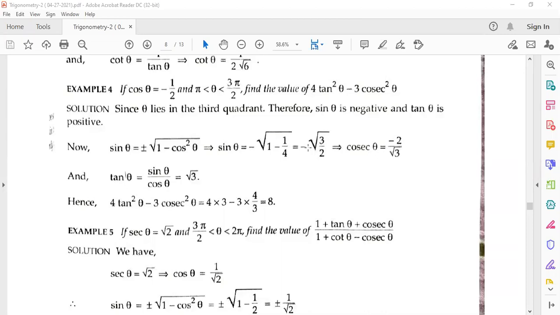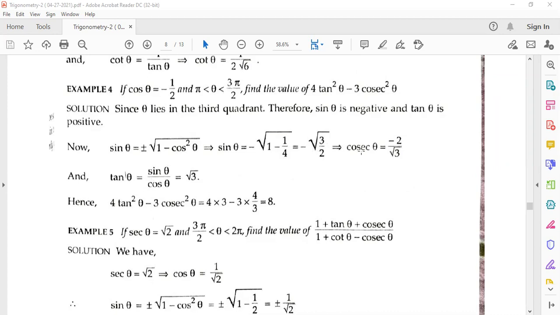As we got the value of sin theta and the value of cos theta is given, we can find out the value of tan theta. Tan theta equal to sin theta by cos theta, that is minus root 3 by 2 divided by minus half. So this into minus 2, 2 cut, minus cut, only root 3. So the value of tan theta is coming root 3.